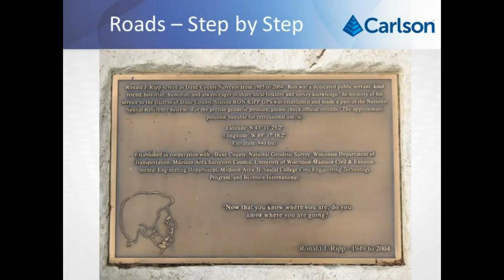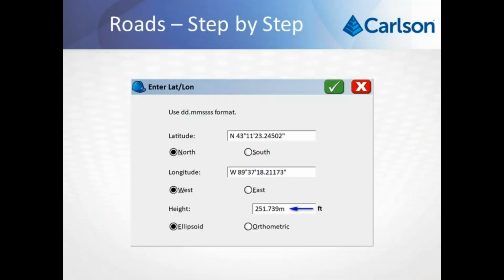As I was out there looking around, there was a placard for Ron Ripp, who was the Dane County surveyor up through 2004, and a very nice dedication to his memory. The approximate latitude and longitude was placed there, but more precise information was actually put out on the NGS marker location. So I went out and fetched that information from the NGS website and then placed it into ServPC.